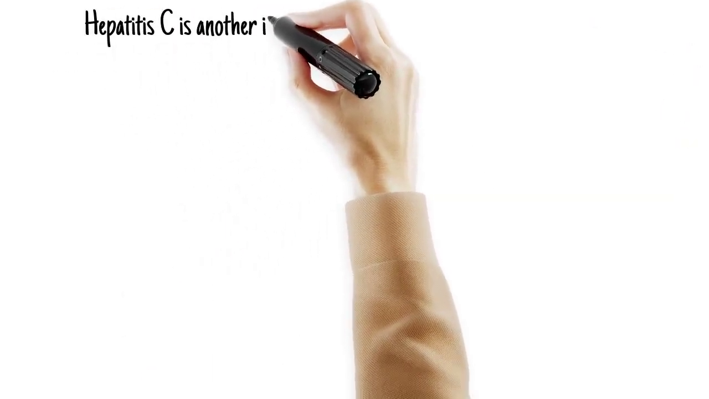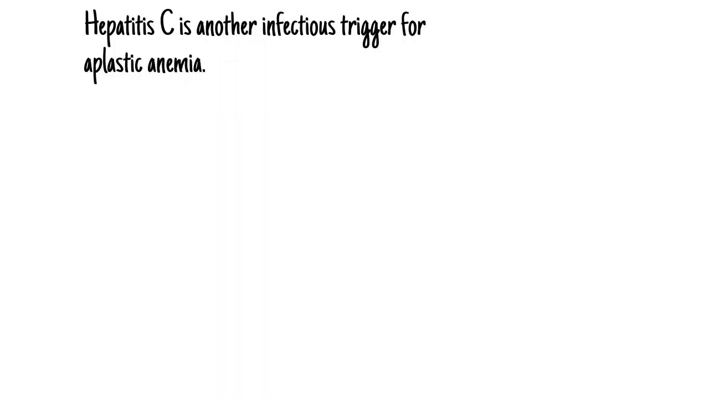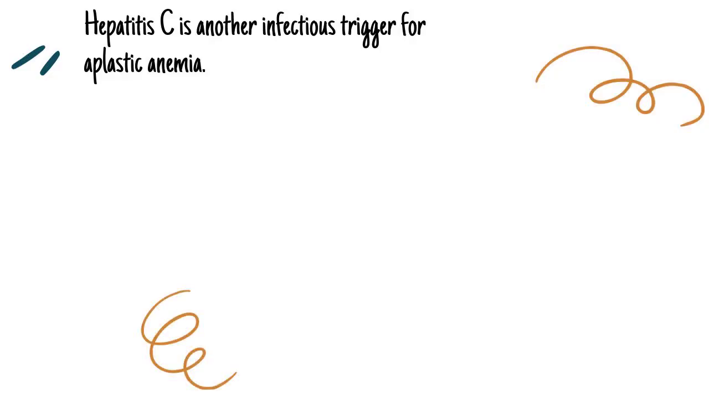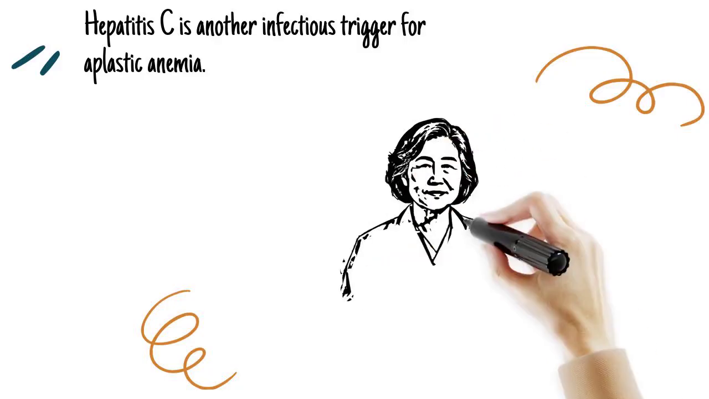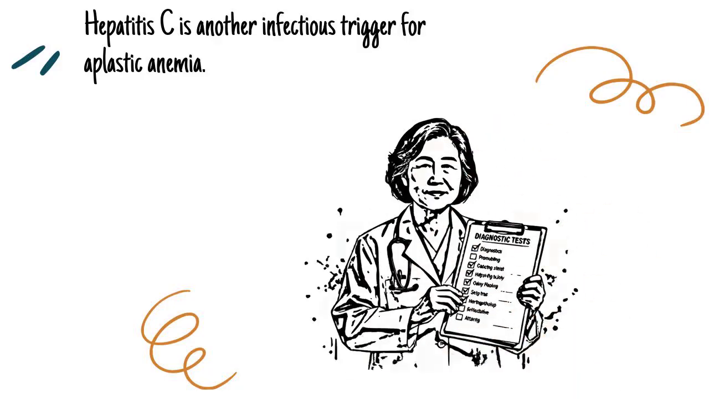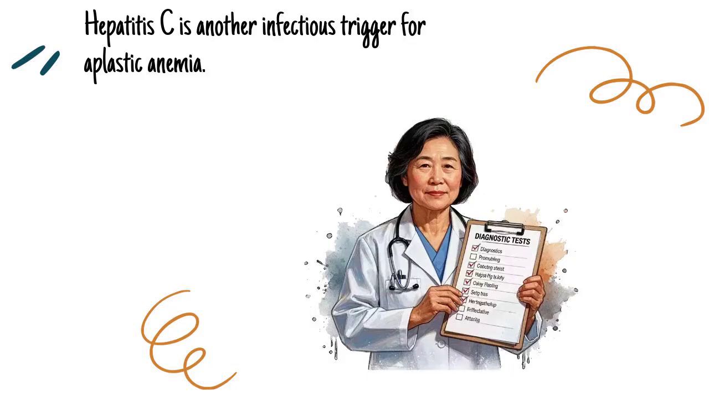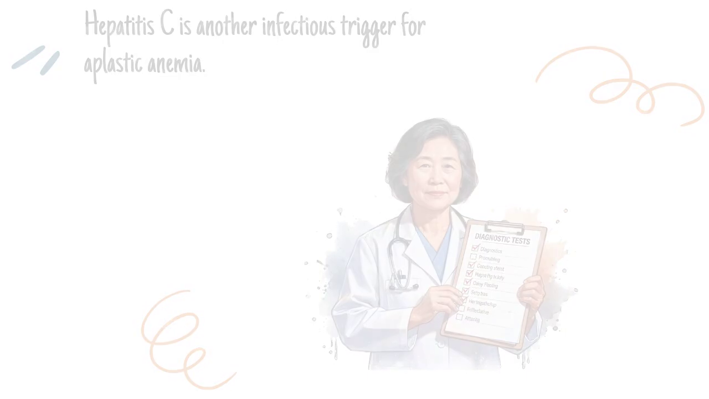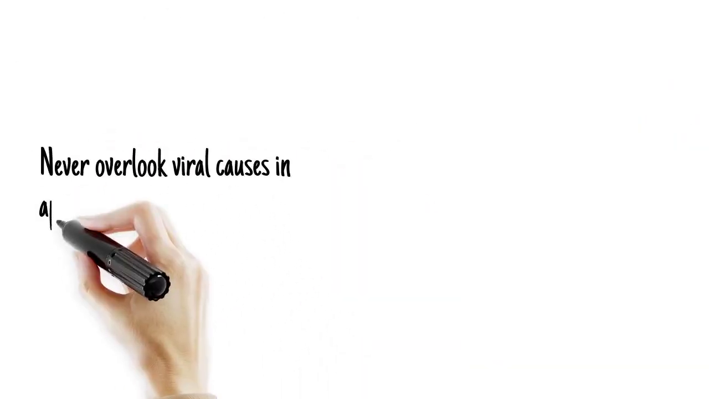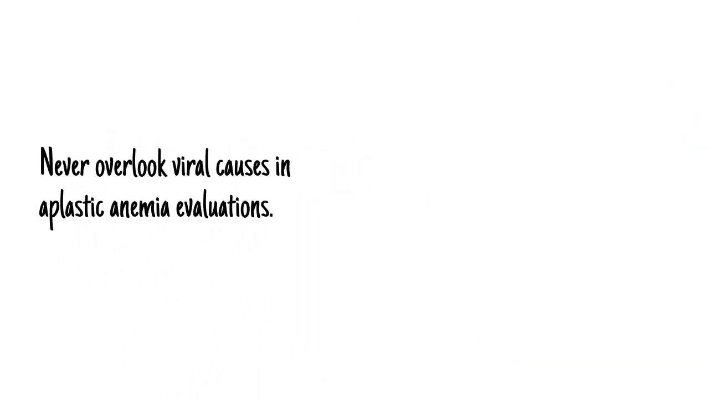Hepatitis C virus is another recognized infectious trigger for aplastic anemia. This means that in any patient presenting with new-onset pancytopenia, viral serology, including both parvovirus B19 and hepatitis C, should be incorporated into the diagnostic workup alongside bone marrow biopsy and all other standard investigations. These viral causes should never be overlooked during the evaluation.